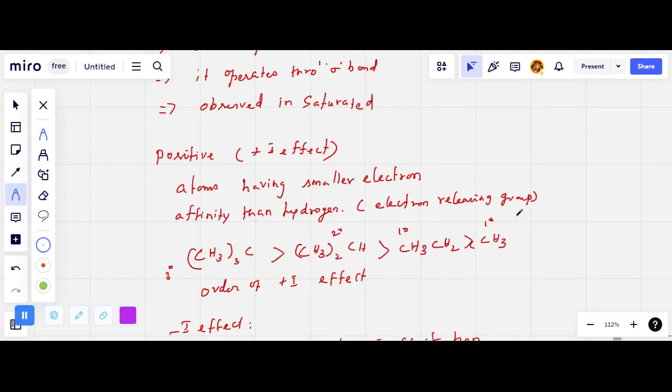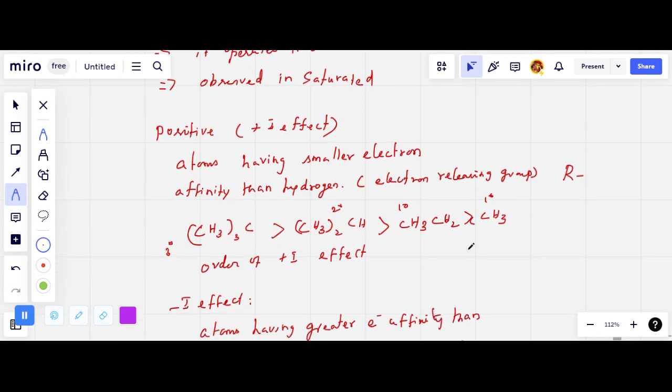ஸோ நம்ம ஆல்ரெடி பார்த்தோம் இல்லையா, ஆல்கைல்ங்கிறது வந்து எலக்ட்ரான் டொனேட்டிங் குரூப் ஆர் ரிலீசிங் குரூப். அதான் இங்கே எல்லாமே ஆல்கைல் இருக்கு. ஓகே, ஸோ ஆர்டர் ஆஃப் பிளஸ் எஃபெக்ட் மோர் ஃபார் டெர்ஷரி அப்படிங்கிறதுக்கு ரீசன் என்னன்னா இட் ஹாஸ் 3 ஆல்கைல் குரூப்ஸ். 3 ஆல்கைல் குரூப்ஸ் எலக்ட்ரானை ரிலீஸ் பண்ணும். ஸோ ஆர்டர் ஆஃப் பிளஸ் எஃபெக்ட் இஸ் டெர்ஷரி, செகண்டரி அண்ட் பிரைமரி.